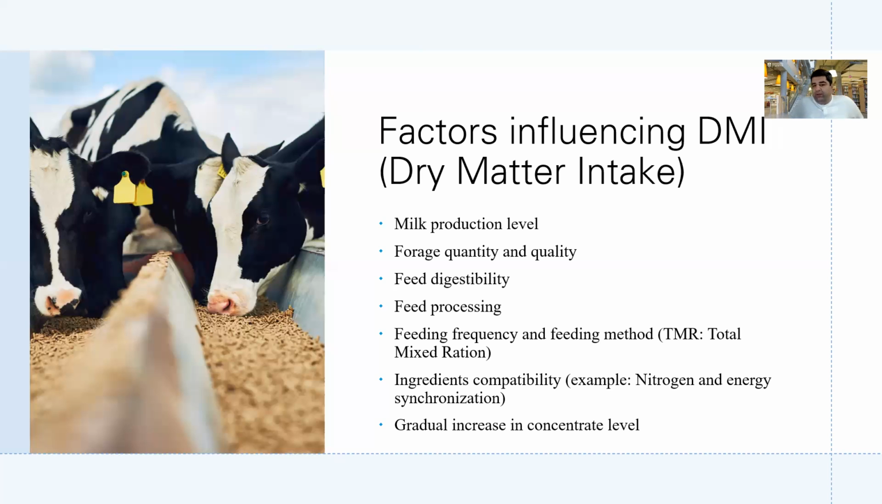What I mean by forage quantity is that if you want to avoid limiting dry matter intake, you need to feed the minimum level of forage in your diet. When I say minimum level, I mean the minimum level that can prevent acidosis and those kind of problems. To find that minimum level, we need to dive into advanced formulas, advanced concepts, and I will talk about that in my next videos.